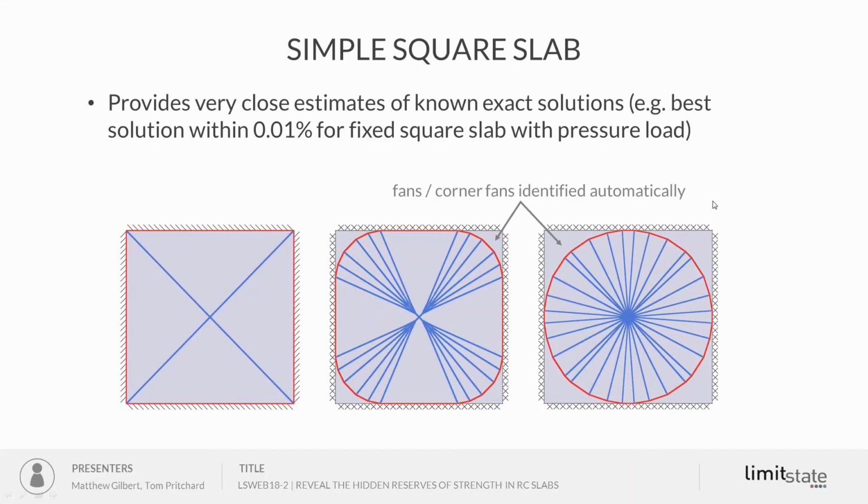Okay, just a few examples to show you how it works in terms of accuracy. For a simple square slab problem with simple supports, effectively we get the exact solution without any difficulty at all. We can pick up the corner levers that you get when you have fixed supports and slabs with top and bottom reinforcement. And also if we have a point load, we also get a fan mechanism and a very close approximation to the exact solution.